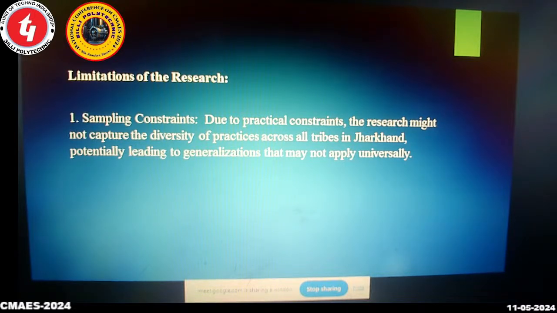Limitation. Potential sampling constraints. Due to practical constraints, the research might not capture the diversity of practice across all tribes, potentially leading to generalization that may not apply universally.